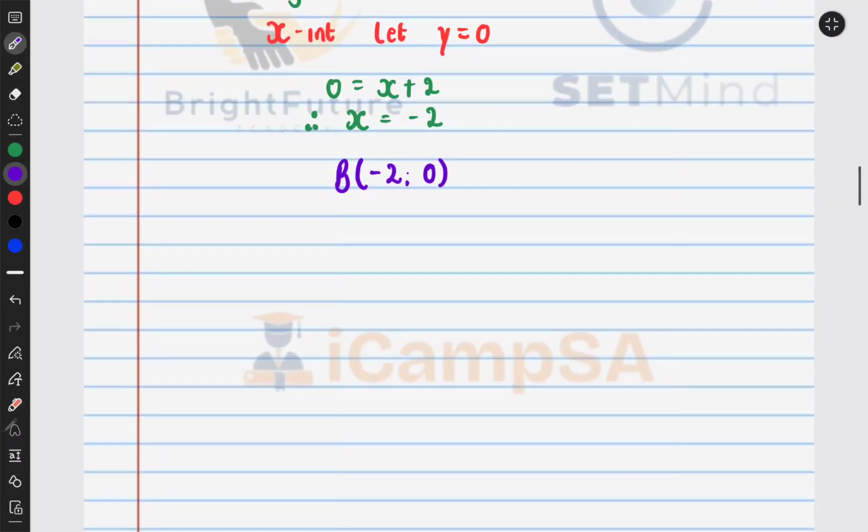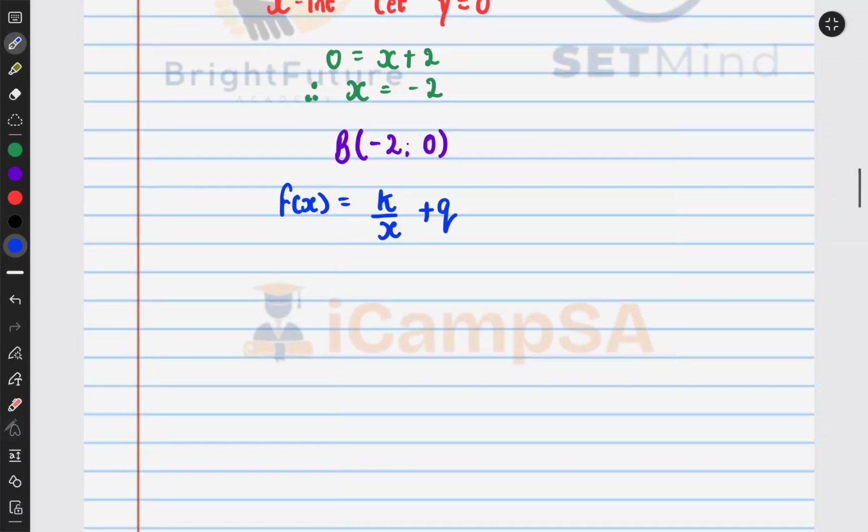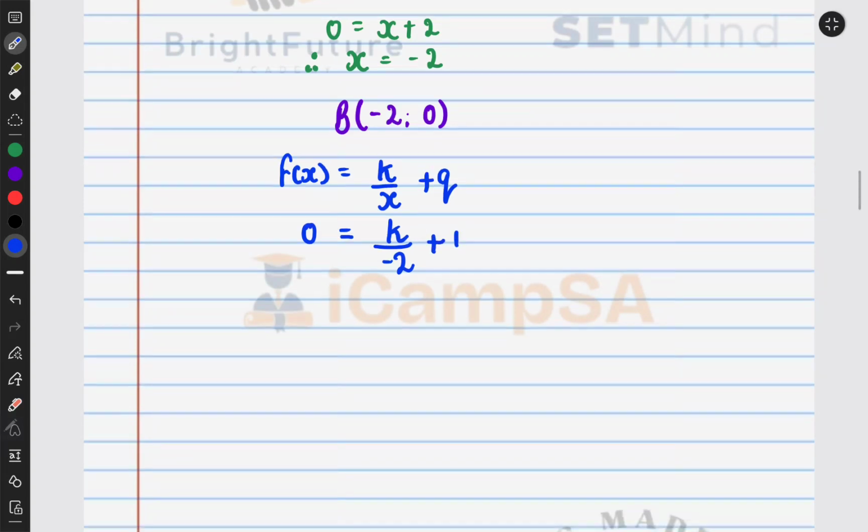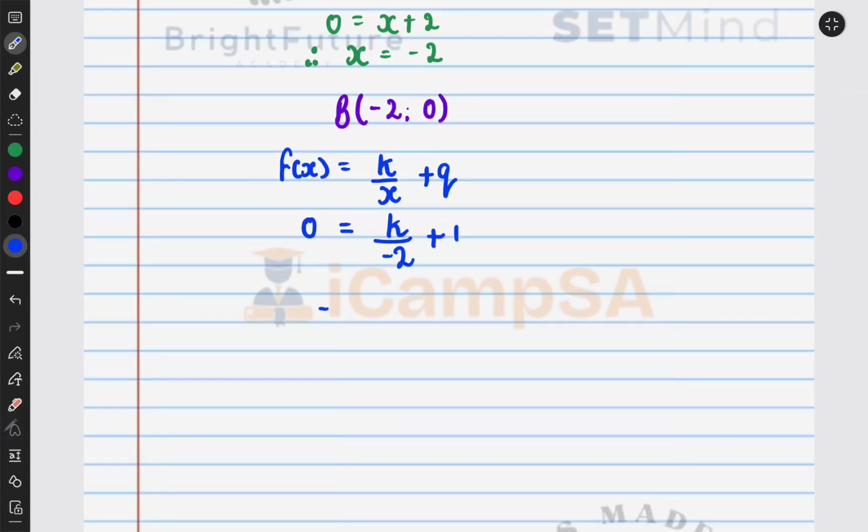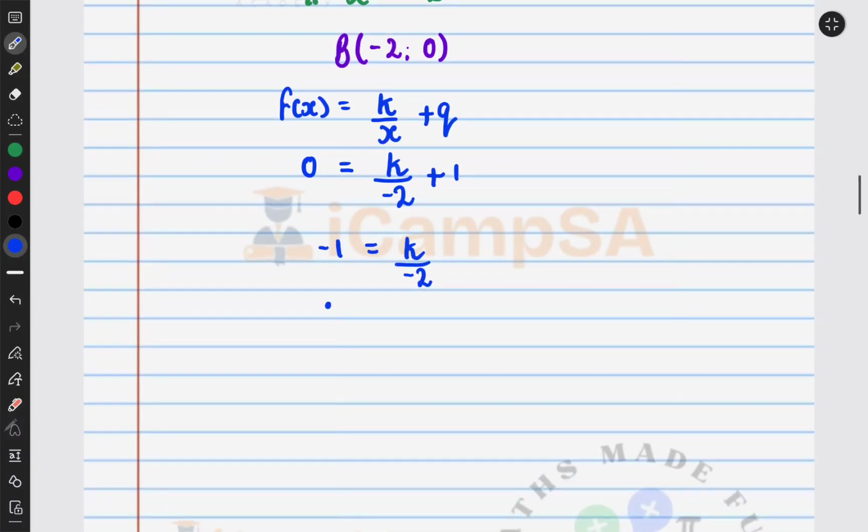In order to solve for k, we're going to say f at x is equal to k over x plus q, which is equal to 1. Let's substitute the values that we have. We have 0 is equal to k over x minus 2 plus 1, the q. We take the 1 to the other side, we have negative 1 is equal to k over negative 2. Therefore k is equal to negative 2 multiplied by negative 1, which is a positive 2.